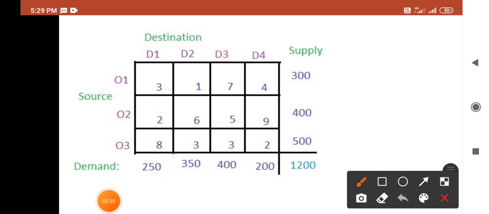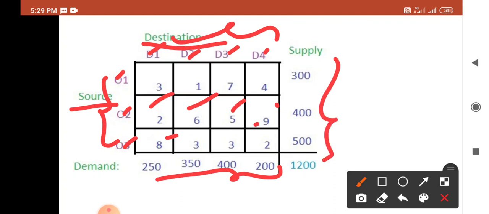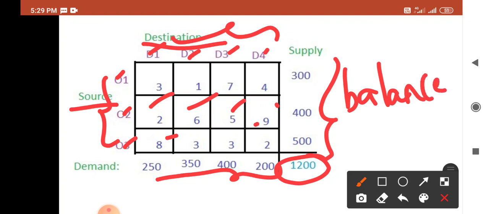We have three sources and four destinations. These are the sources from where the goods will be transported to these destinations. The cost per unit of transportation is given here. The first thing we have to do is check whether demand and supply are the same. It is the same, so it is a balanced transportation problem.